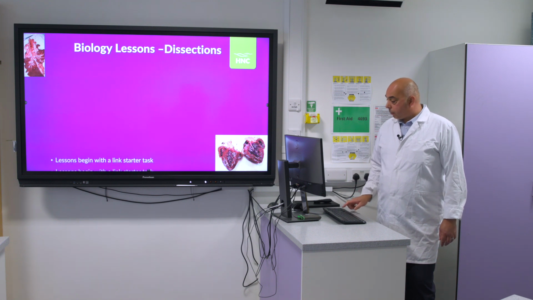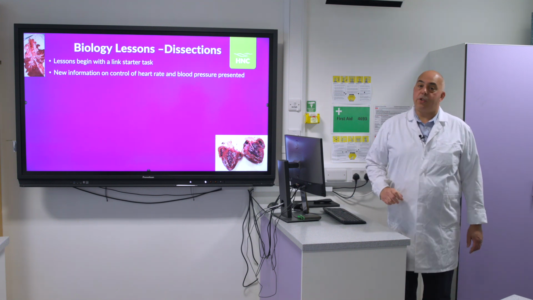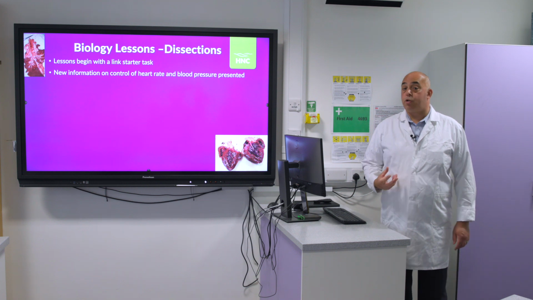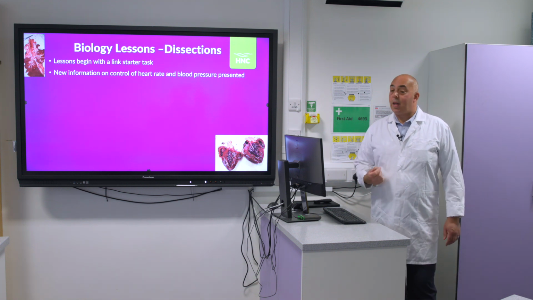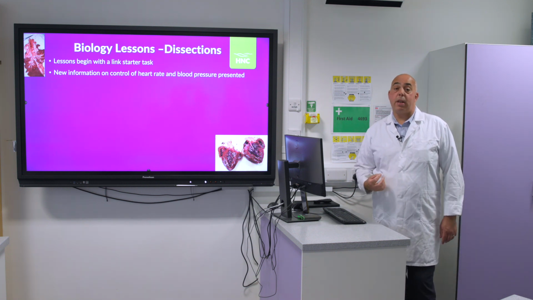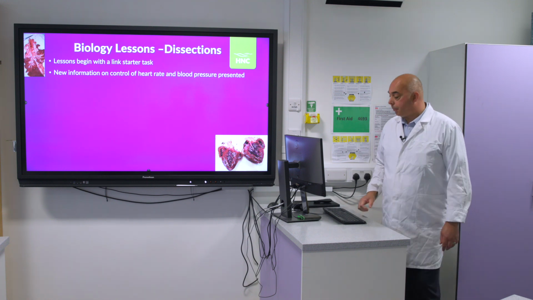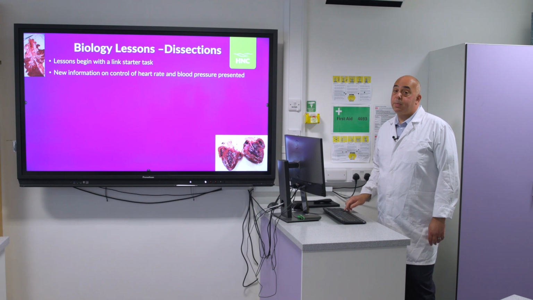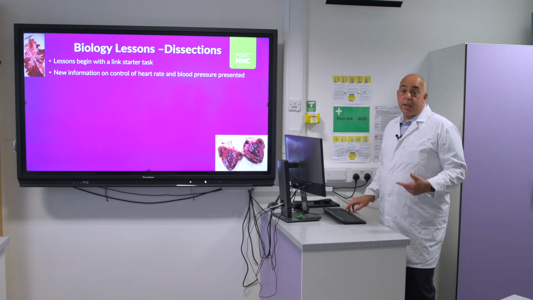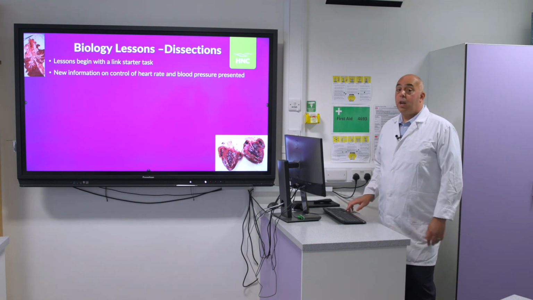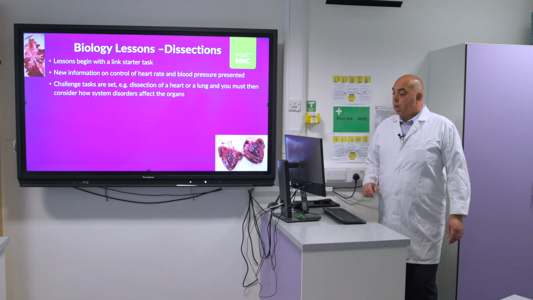Next, new information will be presented on the control. This is an example of the heart rate and blood pressure. We'll be looking at the cardiovascular system and the circulatory system in this example. That's new information presented to you either in a video, or the teacher might give you some information to read.